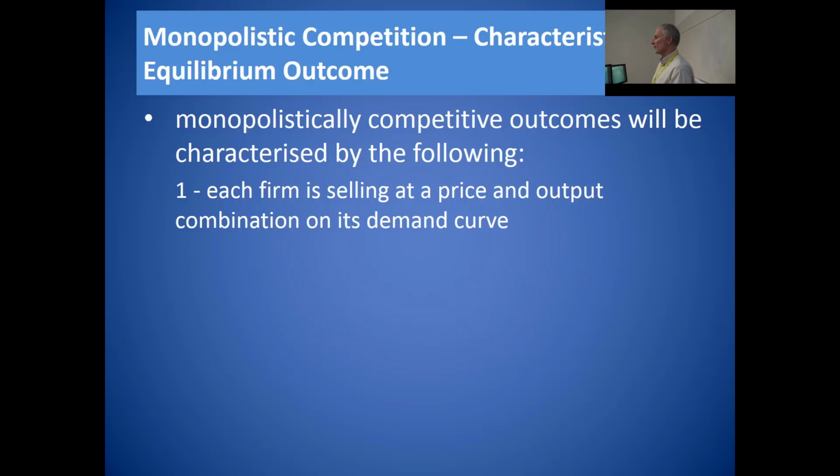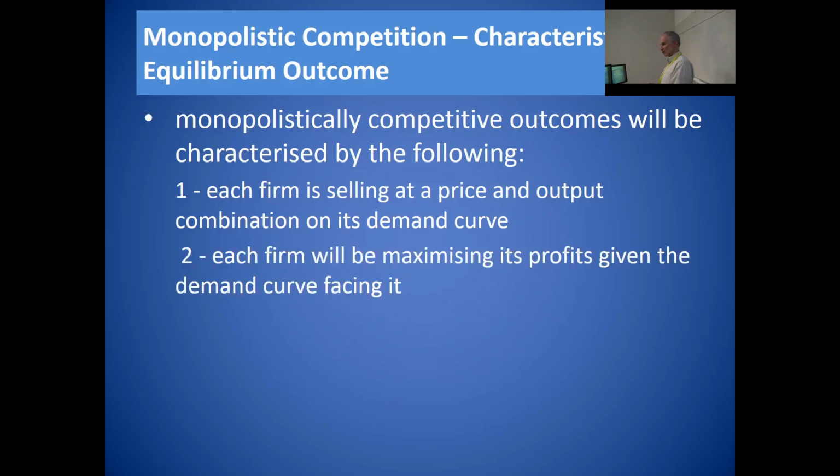First, the first of the 3 points that will characterise equilibrium in a monopolistically competitive market is that each firm will be selling a price and output combination that lies on its demand curve, which in itself is hardly surprising. Any firm will produce a price and output combination on its demand curve. So that should be fairly self-explanatory.